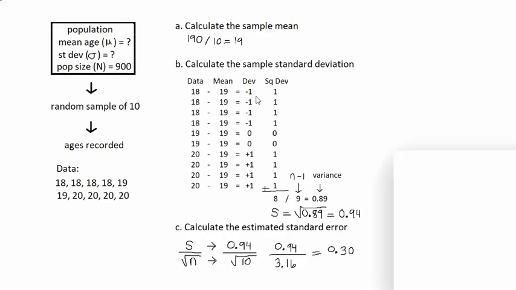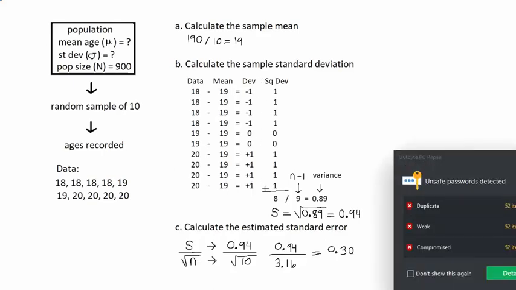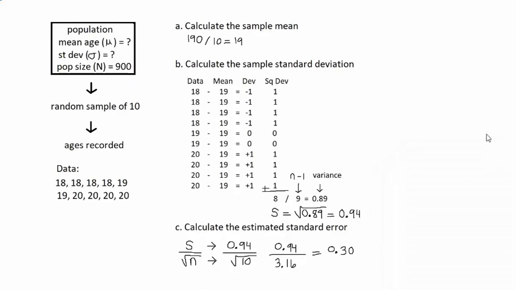The person gets deviations, and then the person squares each deviation. In other words, the person multiplies each deviation by itself. So -1 times -1 is 1. Further down here, 0 times 0 is 0. 1 times 1 is 1. So the person multiplies each deviation by itself all the way down and gets these squared deviations.